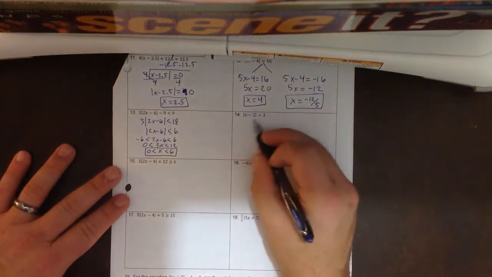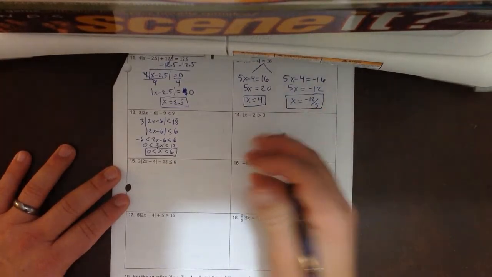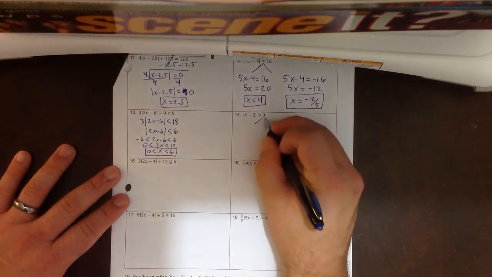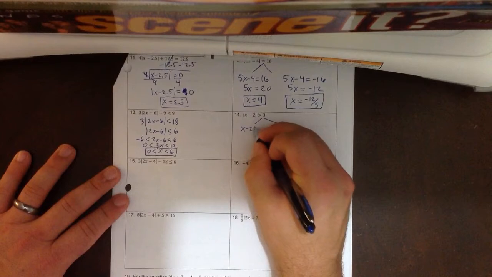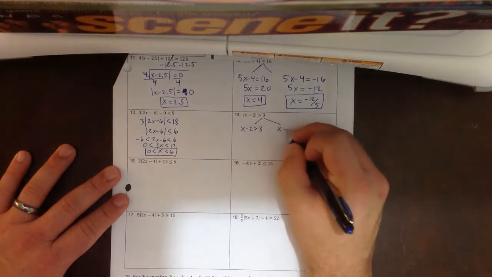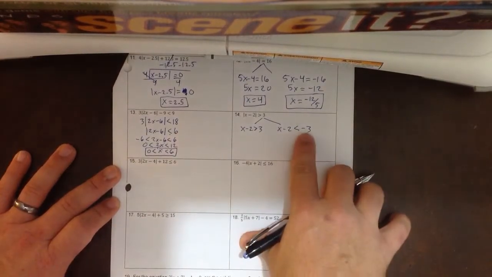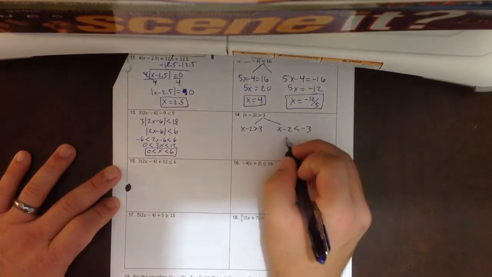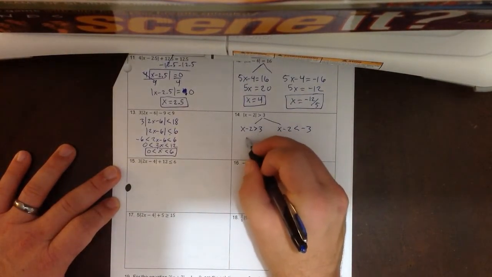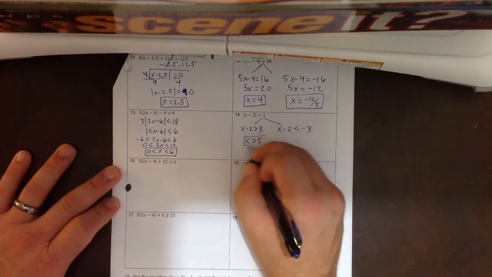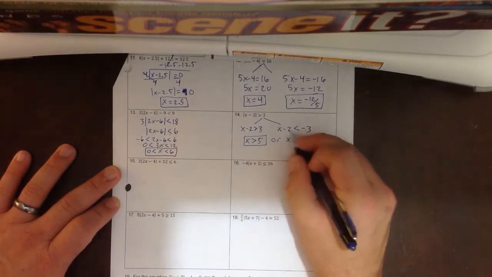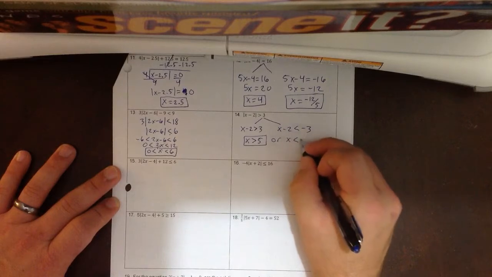On number 14, the absolute value is already isolated. This is a greater than, so it's going to be an or. And so I'm going to go ahead and branch it. X minus 2 is greater than positive 3, or x minus 2 is less than negative 3. And so flip the sign, change the sign as well on that. And so I'm going to add 2 over, x is greater than 5. Add 2 over, and x is less than negative 1.